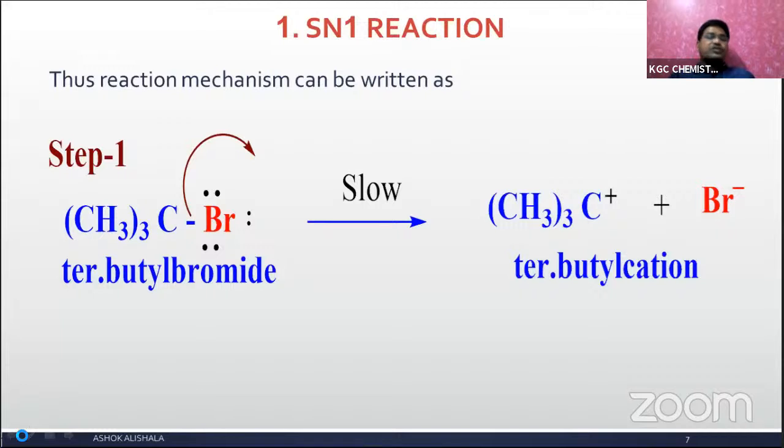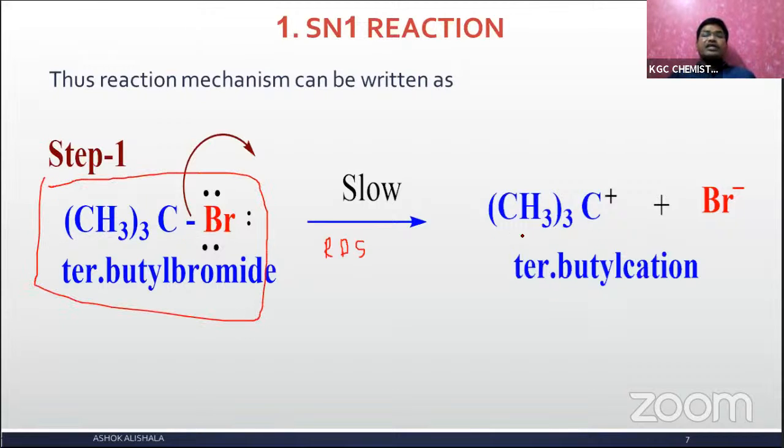Step 1 is a slow step, and the slow step we always call the RDS. What is RDS? RDS means rate determining step. This is a slow step. In this slow step, only the alkyl halide is present. And here in this slow step, ionization takes place, the carbocation is formed, and the bromide ion is formed. And this is important for us now.